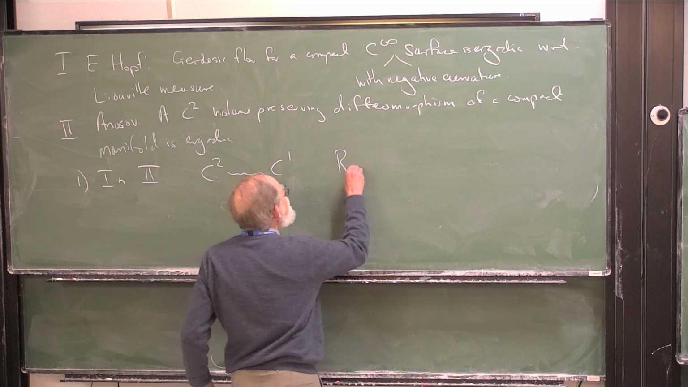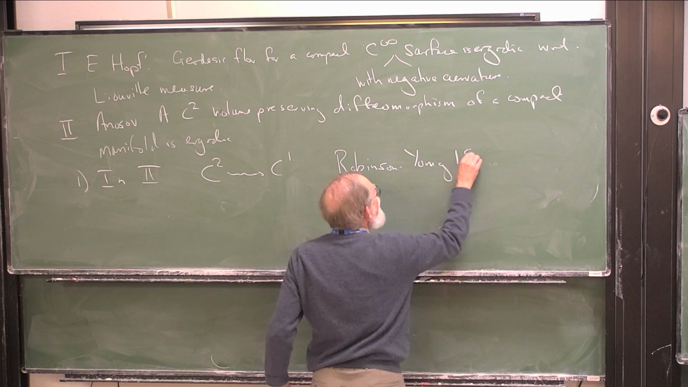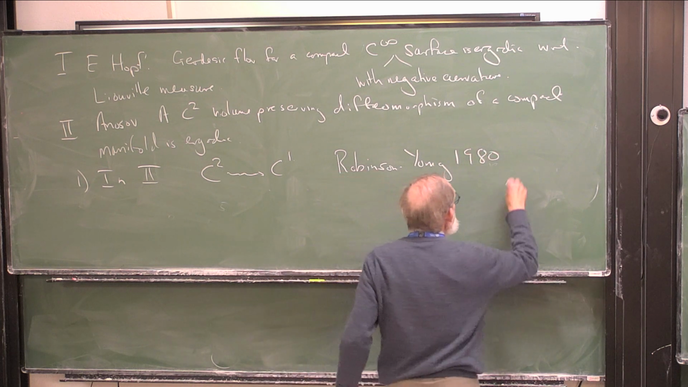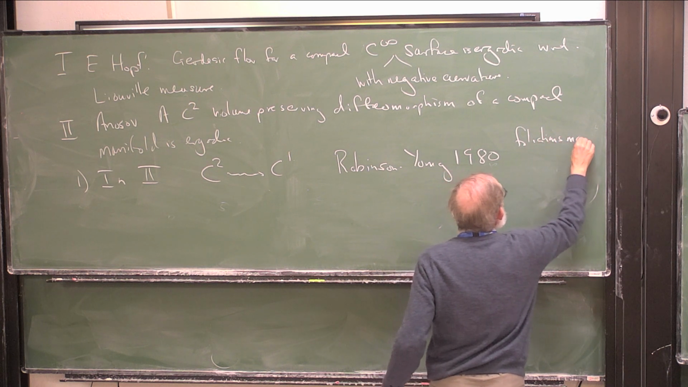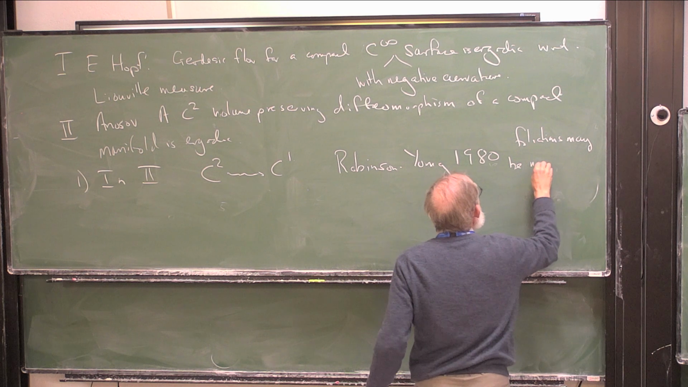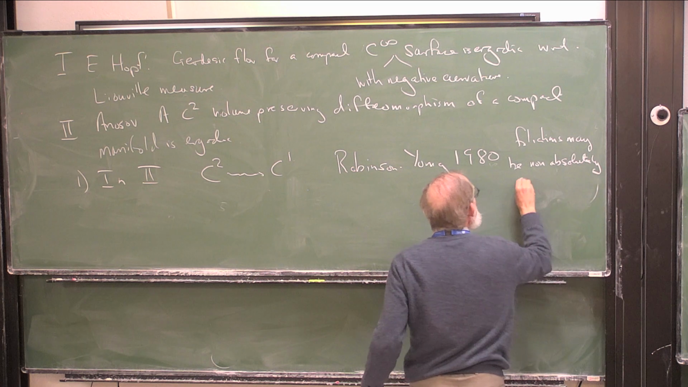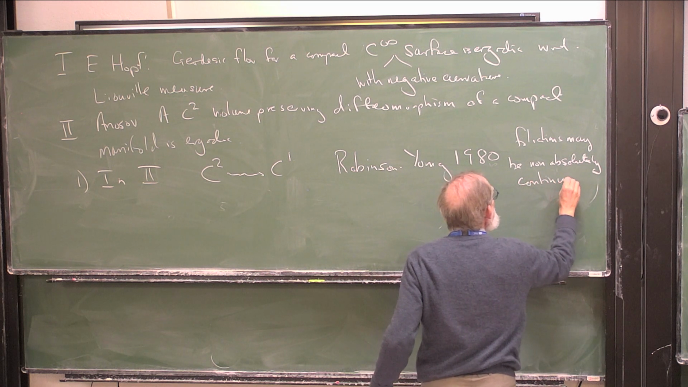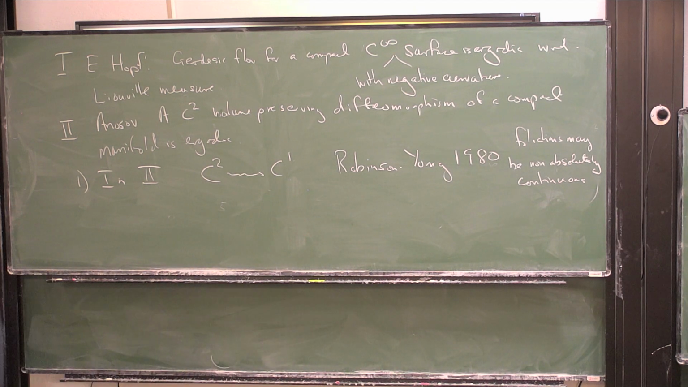There's a paper by Robinson and Young from about 1980, which says that the stable and unstable foliations may be non-absolutely continuous. In this example, the non-absolute continuity affects zero volume. But this gives you something to think about.